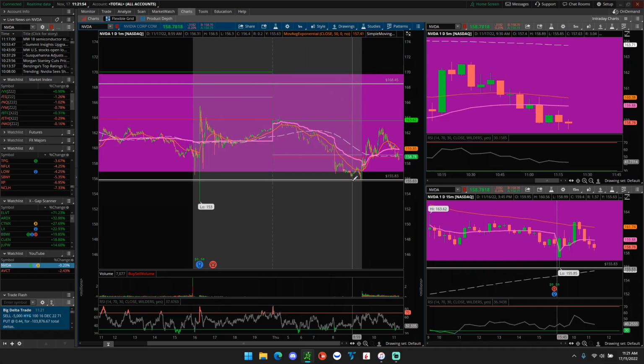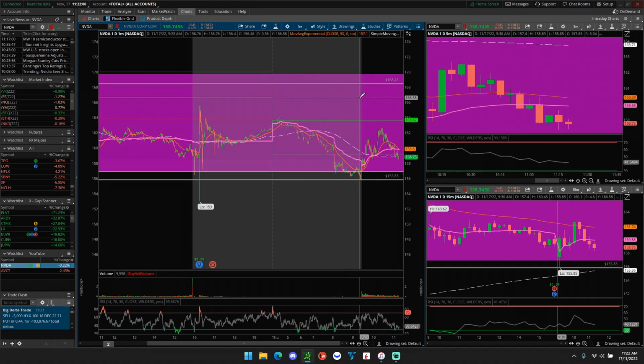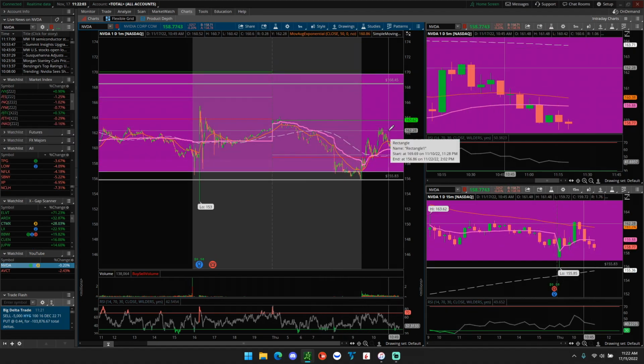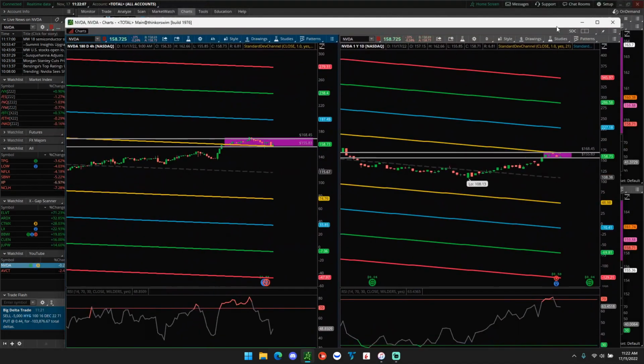Yes, it may be fine to buy the level and then have a tight stop and trade the range bound, but buying within the middle of the ranges is just kind of no man's land. It's just very risky to do.